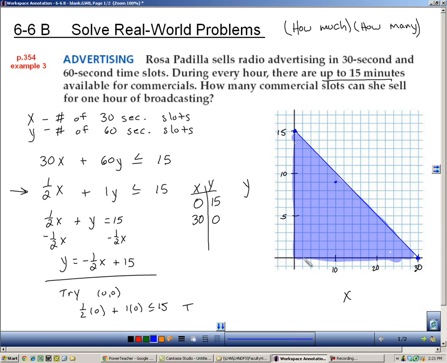We could buy 1 30-second and 13 60 seconds. But what we can't do is we couldn't buy 20 30 seconds and 7 60 seconds. That's in the bad area. And so you can kind of get a visual representation of this real world problem because we've graphed the inequality.